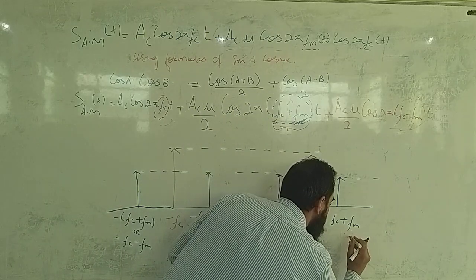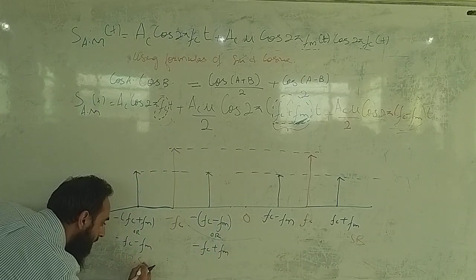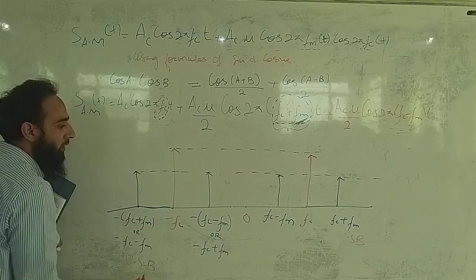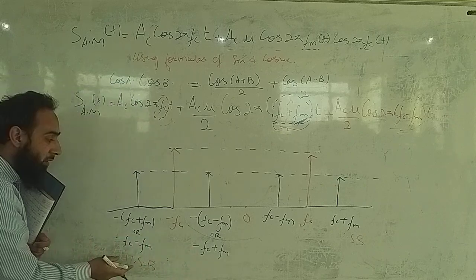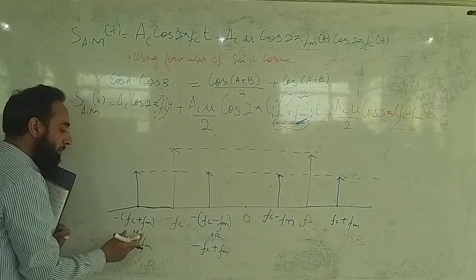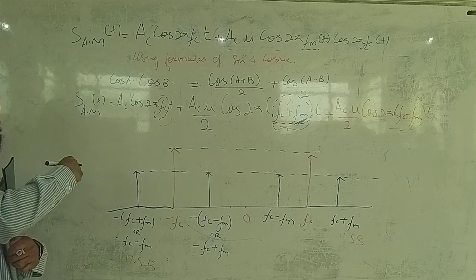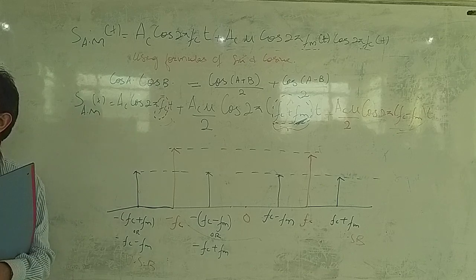So name it as USB. And which one is upper sideband here? This one. USB, right? This component belongs to upper sideband. So even its mirror image will be called upper sideband. Even though its frequency looks like it is on the lower extreme, negative, do not bother about that.